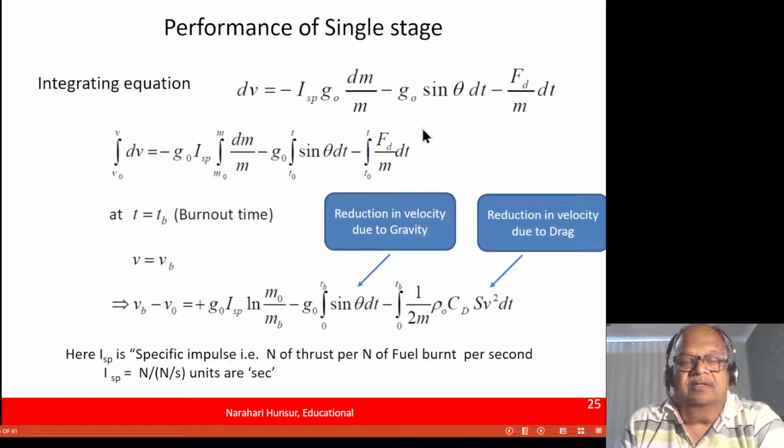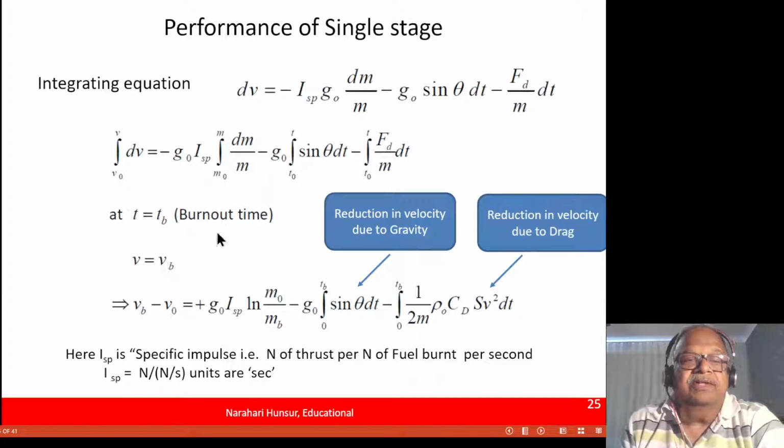Now here the problem starts. G naught into sine theta, g naught you can assume is a constant from the surface of the earth, so it's easy to do that. Sine theta we can integrate from t naught to t. But drag, of course, depends on the velocity squared, which is part of the velocity you are trying to get. So this becomes a nonlinear part.